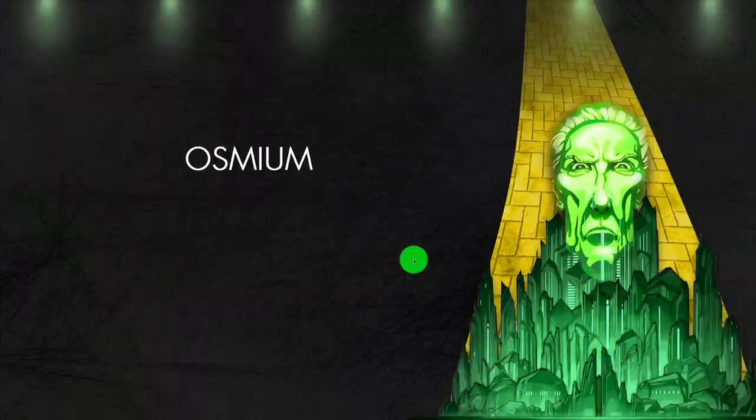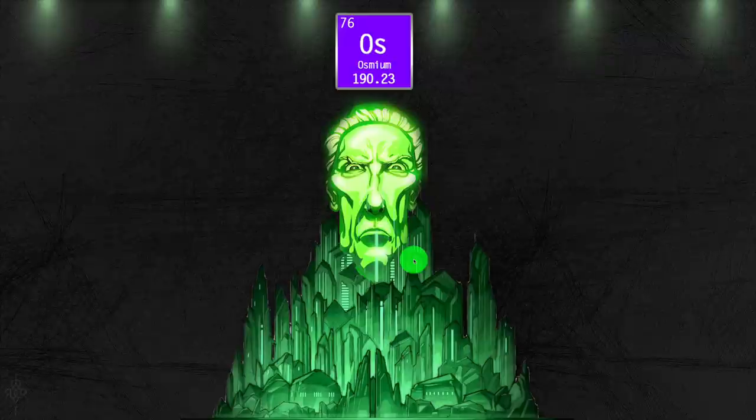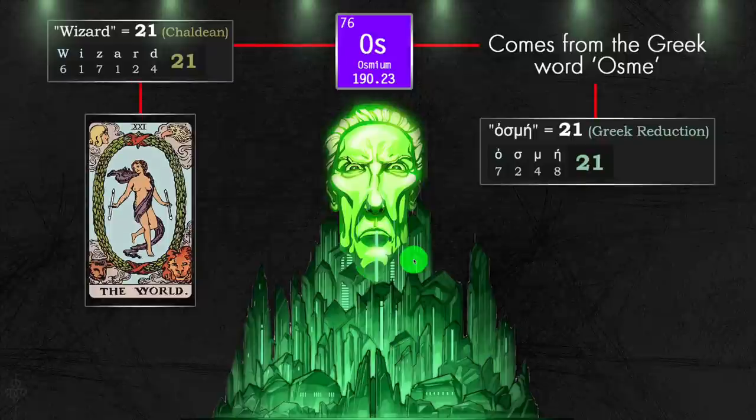So let's get into osmium now, because this is about the Wizard of Oz. This is the real takeaway. It's the element osmium. Who was behind the green curtain? Well, what is behind the green curtain? It's osmium. Now, osmium, I'm showing a different weight. 190 is its average. 19 is a battery, of course. 191 is its most abundant. So all these elements have multiple. I'm going with the average right now.